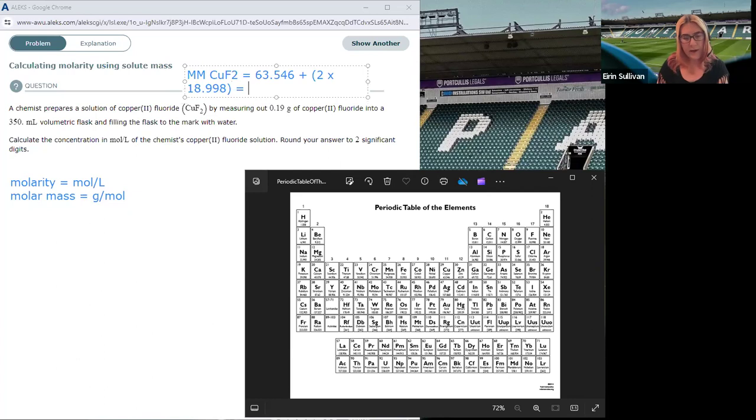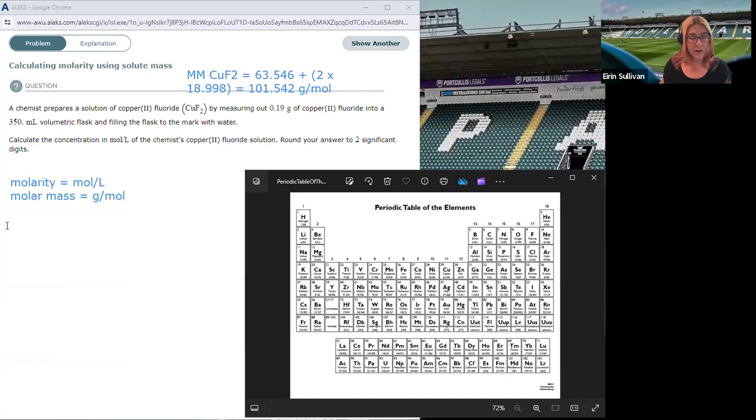So quickly bash that out. I've lost my calculator. Where did it go? Whoops. So 2 times 18.998 plus 63.546 gives me a molar mass of 101.542 grams per mole.